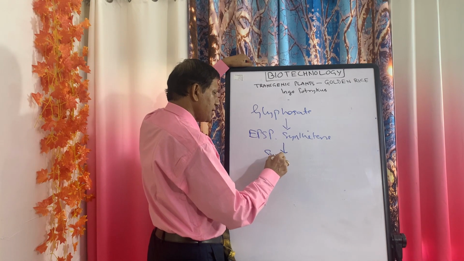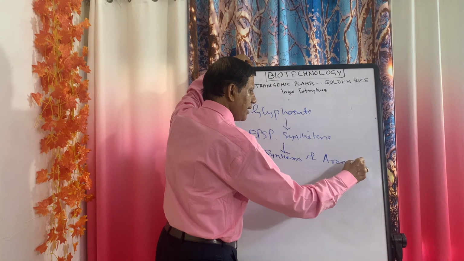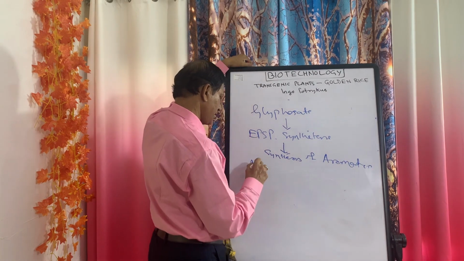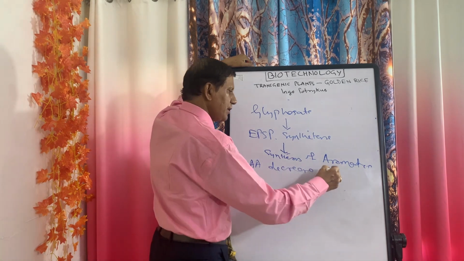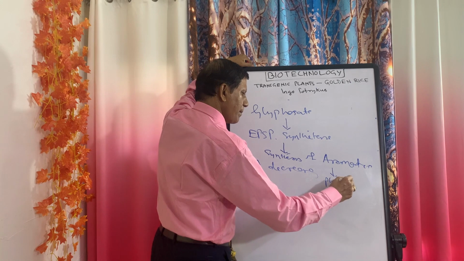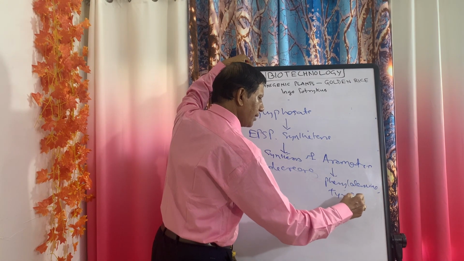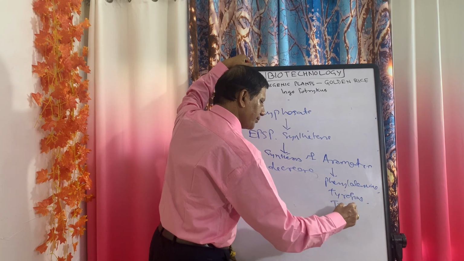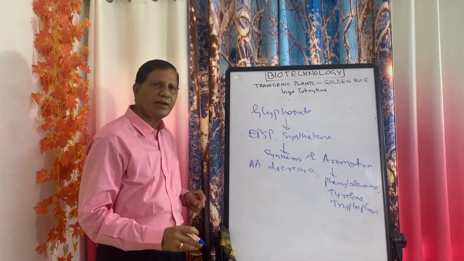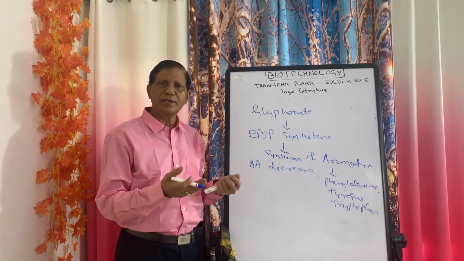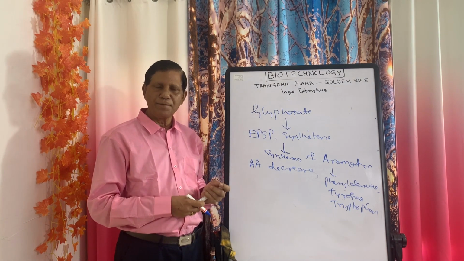The synthesis of aromatic amino acids decreases. And what are the aromatic amino acids? One is phenylalanine, tyrosine, tryptophan. So when there will be a shortage of these aromatic amino acids, naturally the protein content will be affected, the enzyme, everything will be affected. And that is why the plants were killed.